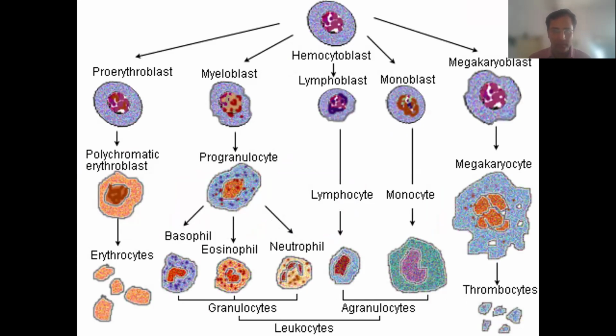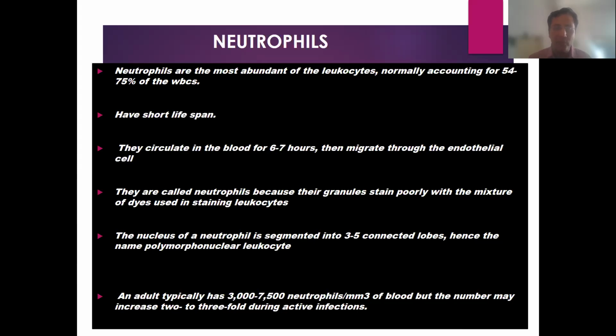Now, what are neutrophils? Neutrophils are the most abundant type of white blood cell, accounting for 75% of WBCs. They have a very short lifespan and circulate in the blood for about 6 to 7 hours. They then migrate through the endothelial cells. They are called neutrophils because their granules stain poorly with a mixture of dyes used for staining leukocytes.